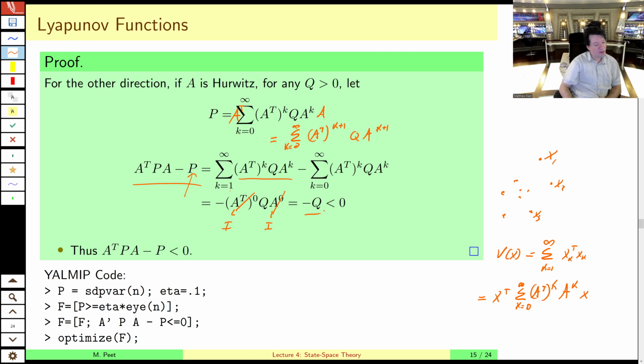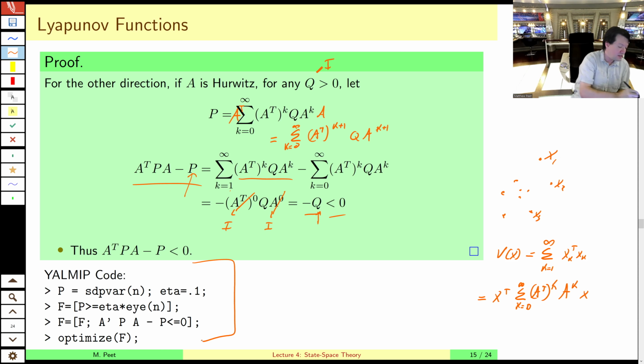So A transpose PA minus P is equal to negative Q, which, since Q is by assumption positive definite, is negative definite. And this works for any Q, so don't get confused on the Q. The same proof would work for just using Q equals the identity. That's just as easy. We just proved it in generality because that's how these things are done. So now we have two LMIs, one for Schur stability and one for Hurwitz stability.